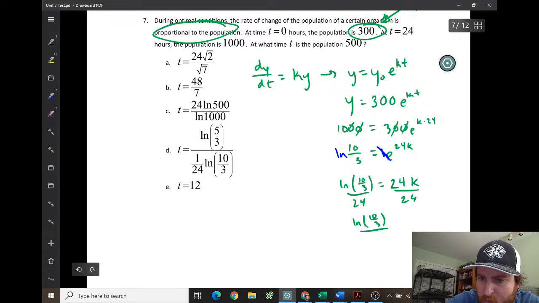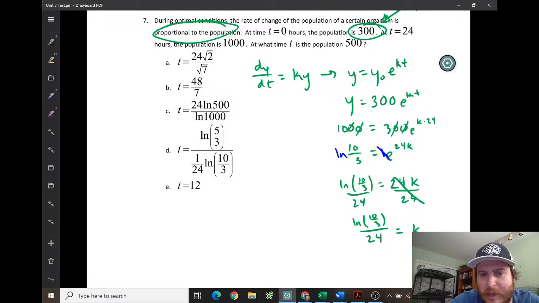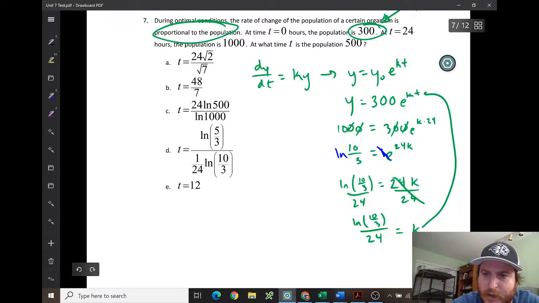Now, if you got this far but got stuck after this, the only one that really has the ln of 10/3 in it is choice D. So from here, I'm thinking it's probably choice D. We're not 100%, but that's the only one with the ln of 10/3, and this was a non-calculator question. So if you got stuck, but at least you got this far, you could try choice D as the one you're going to guess with. Anyways, from here, I'm going to plug this back in to the equation.